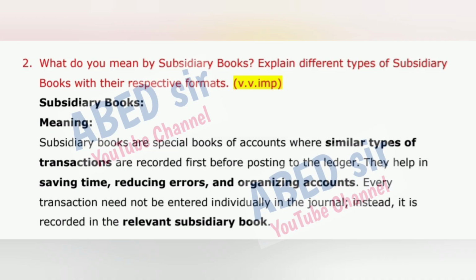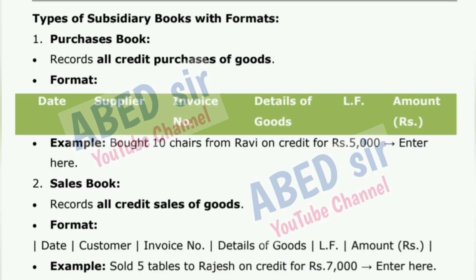Subsidiary books. Meaning: subsidiary books are special books of accounts where similar types of transactions are recorded first before posting to the ledger. They help in saving time, reducing errors, and organizing accounts. Every transaction need not be entered individually in the journal, instead, it is recorded in the relevant subsidiary book. Types of subsidiary books with formats.